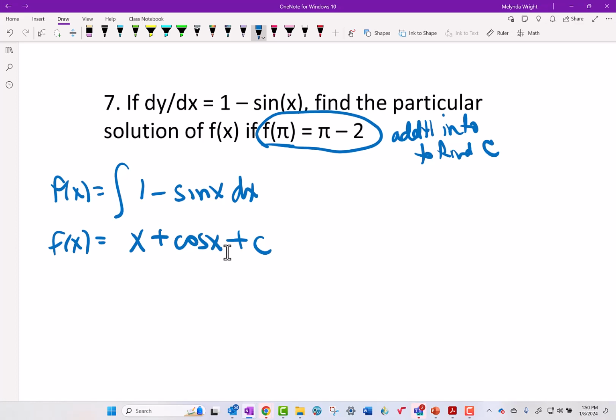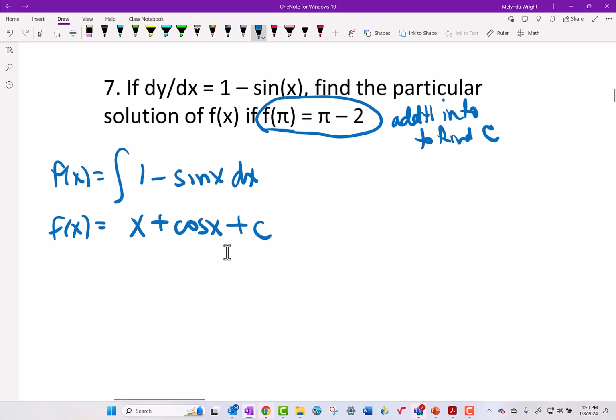So this is the general solution. If I didn't have that additional information, I would stop. But I do, so I have to find the particular solution. In place of x, I'm putting pi, so f(pi) = pi minus 2 equals pi plus cosine of pi plus c.